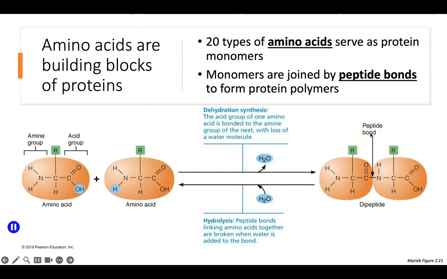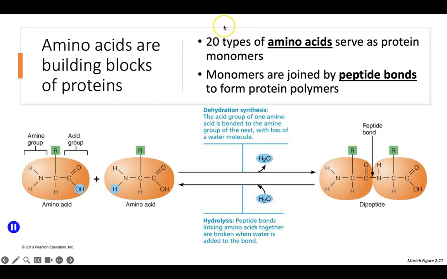Proteins, so I mentioned carbohydrates, the monomer of a carbohydrate is that monosaccharide. For proteins, the monomers are called amino acids. So here we have a generic amino acid. So you can see it has multiple parts. It has this amine group, which is NH3. We have an acid group, which is COOH. And then there's some sort of side chain. So that's this R group. And that's what's going to make one amino acid different than another.